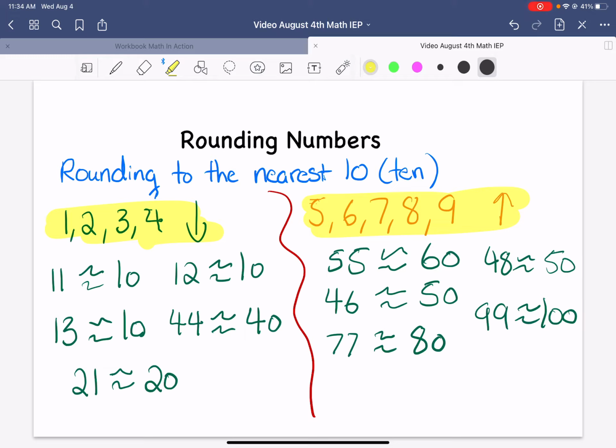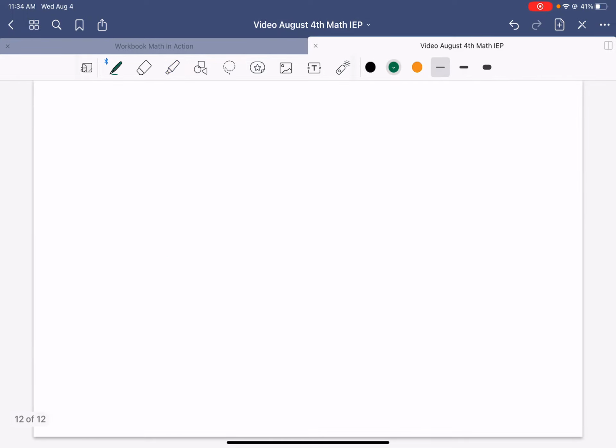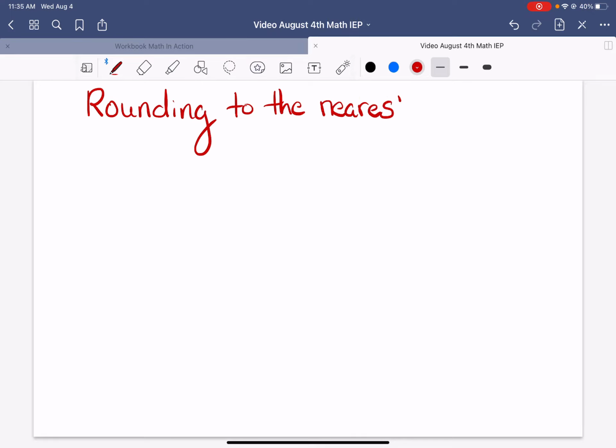So yesterday we learned rounding to the nearest 10. We practiced that. What if we round to the nearest 100? All right, so now we're going to try rounding to the nearest 100, right? Yesterday we did tens, so today we're doing hundreds, right? So we're going to take a look at this. Rounding to the nearest 100.